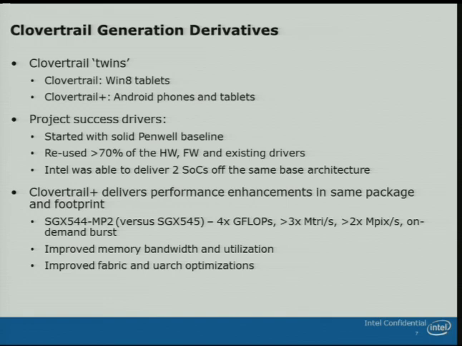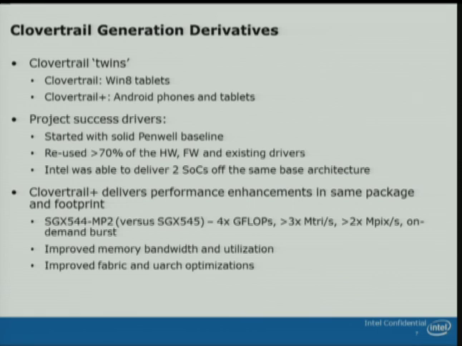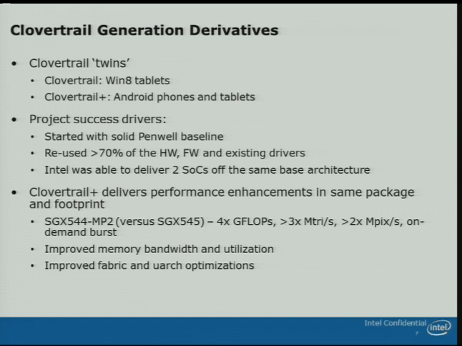Intel was able to deliver both of these SoCs on the same base architecture with very minor differences. One of the differences is the SGX 544 MP2 versus the 545, which offers greater performance on the Clover Trail Plus, 4x the gigaflops, 3x the triangles per second, and 2x the pixels per second on demand burst. Clover Trail Plus also improves memory bandwidth and utilization. And there are also improvements in the fabric and UART optimizations.